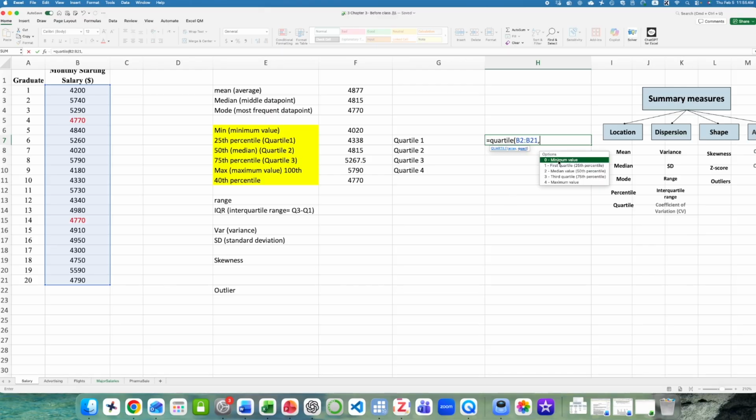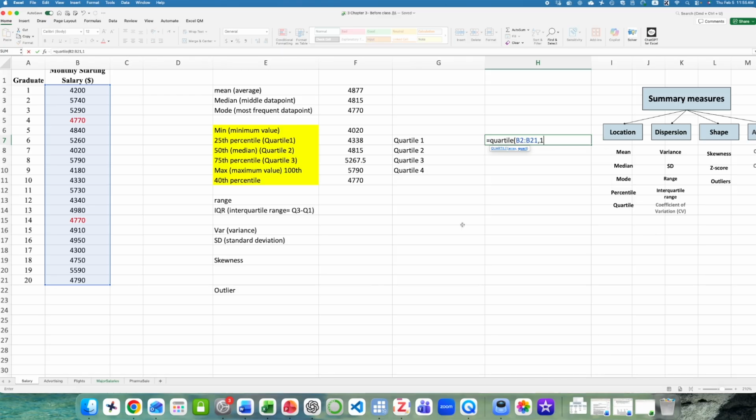I can select 0, which is basically the 0th percentile or minimum. I can select 1 for the 25th percentile or first quartile. If I put 2, it would be the median, 50th percentile. 3 is the third quartile, equivalent to the 75th percentile. And if you put 4, it gives the maximum value or 100% of the data.